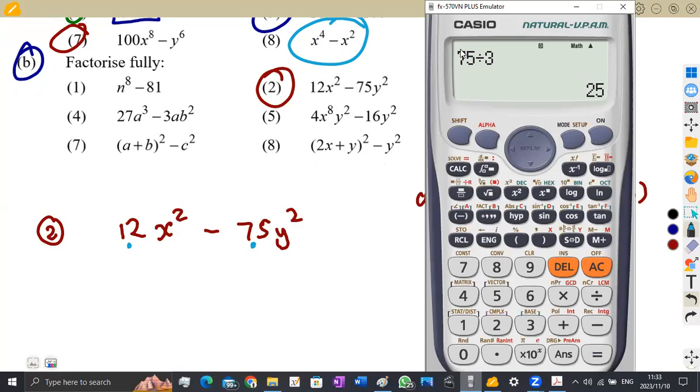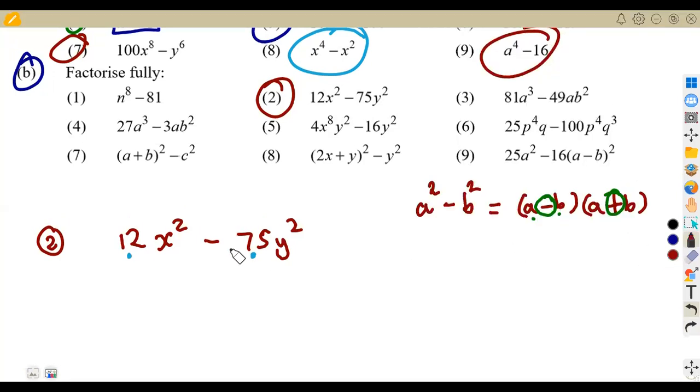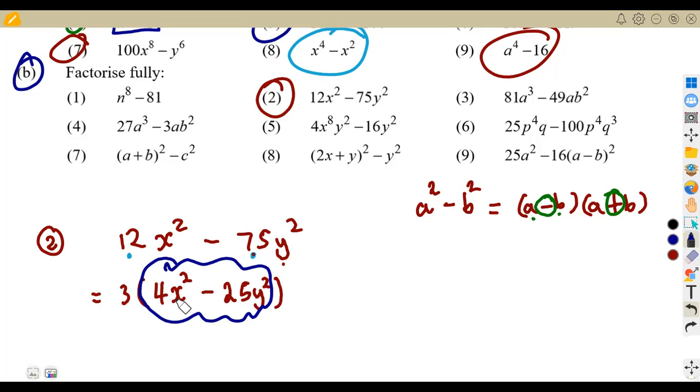So that means we have 3 as a highest common factor that we can use in this case, all right? So we can factor out 3 in the first place. That's 12 divided by 3. We saw that it's going to give us 4. That will be x squared minus 75 divided by 3. We saw that we are going to obtain 25 in this case, but we are going to have y squared at the end. Now the question is, yes, we have factored out the 3, which is common, but are we seeing that this part that is remaining is a difference of two squares?